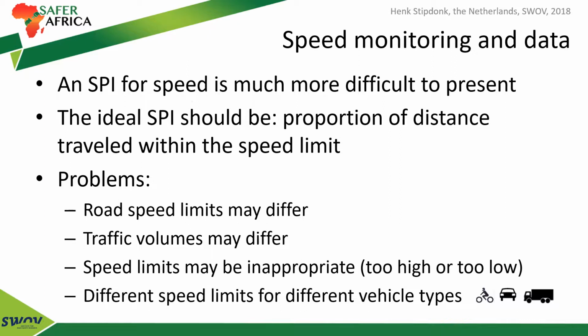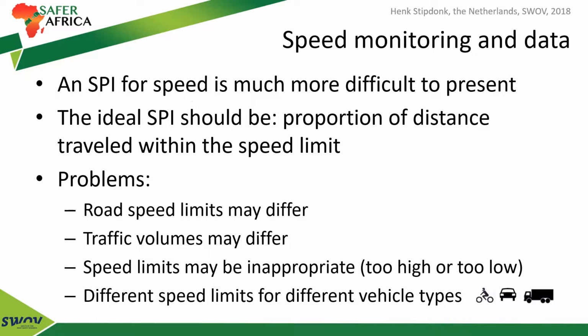And of course, when speeds are low due to congestion, this doesn't count because the speeds are then forced by congestion. But then on the other hand, if there's congestion all the time, speeds are low all the time. So actually you have a situation where all vehicles are within the speed limit.